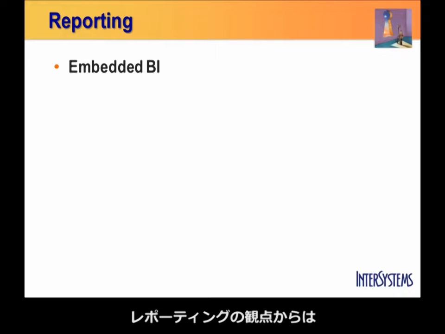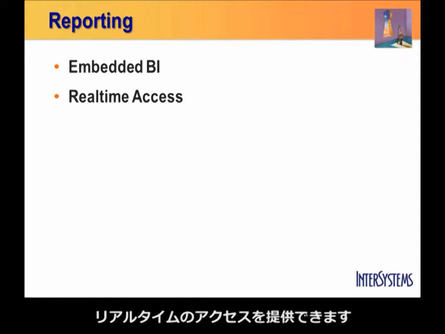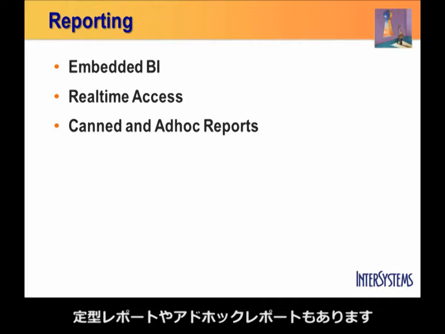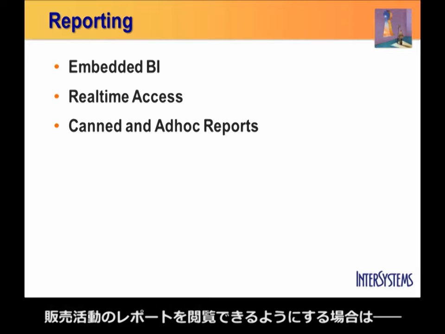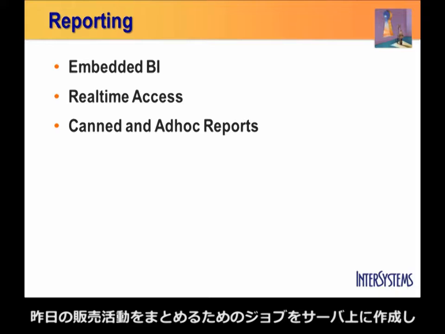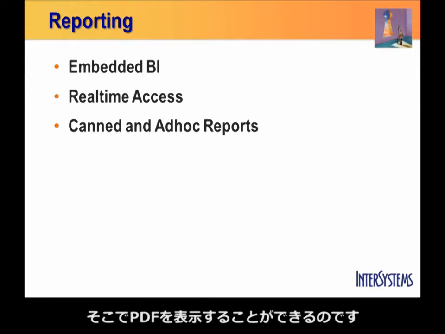And then from a reporting standpoint, you can embed BI into your mobile application, and you really should, and provide real-time access to the users. So this is canned and ad hoc reports. Canned reports would be something like, for example, if you want to provide a report of sales activity to somebody to review. You could create a job on the server to summarize the sales activity from yesterday and create a PDF document. And you could ship that PDF document off to the mobile device and render the PDF document there. So that would be like a canned report, so it's out of the can, right?